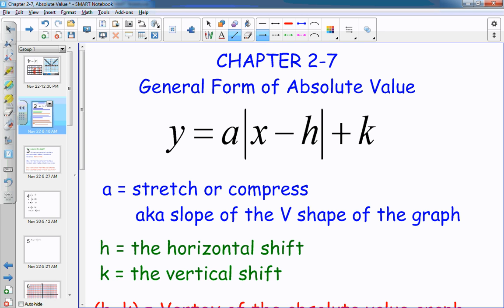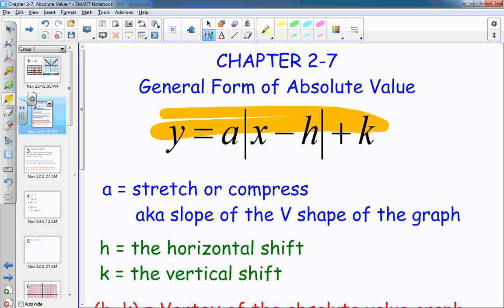The first thing you need to know is the general form of an equation. This, A times the absolute value of x minus h plus k, is the general form of absolute value. The A gives us a lot of information. The first thing it tells us is that A is going to be the stretch or compress of the function. What in the world does that mean?